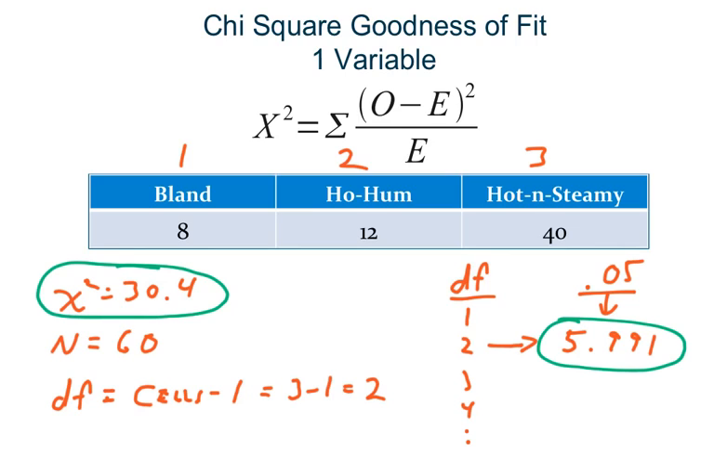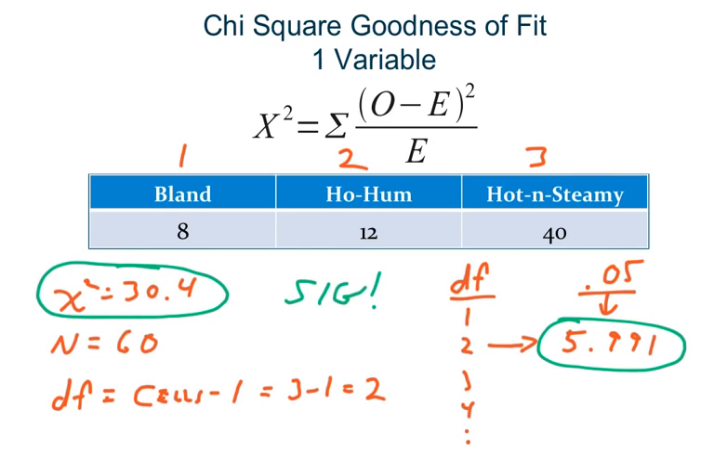And just like t and F and z and all of the other things that we've done so far, anytime our calculated value is larger than our critical value, that means we're in a range that would occur less than 5% of the time. And so, is this significant? Well, clearly 30.4 is greater than 5.991, so yes, it is significant.